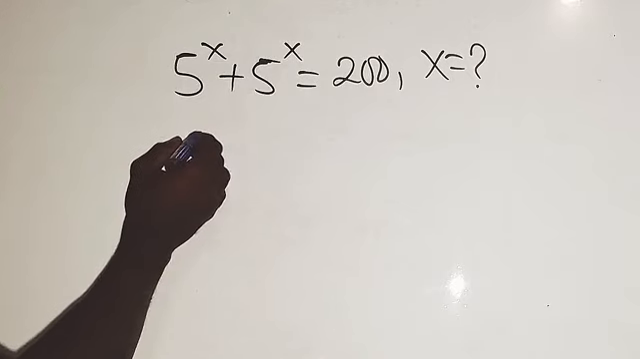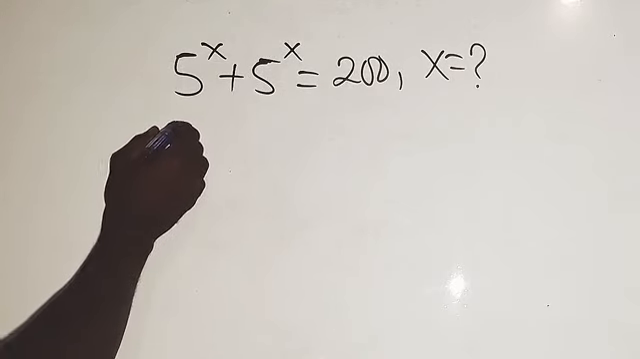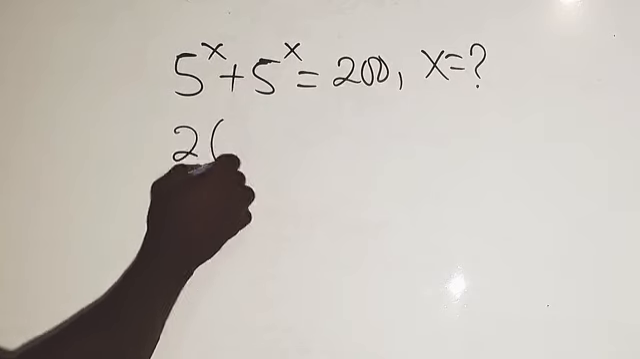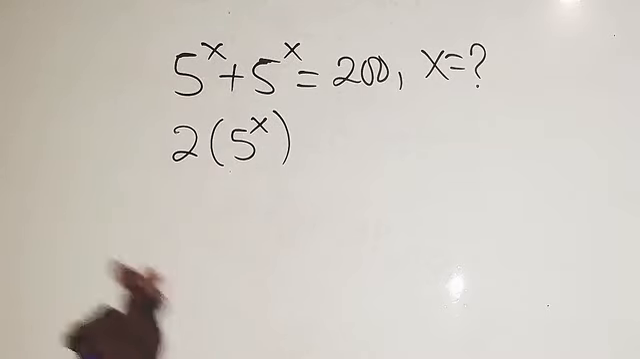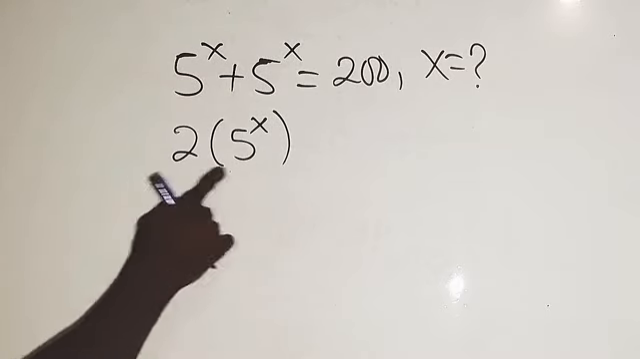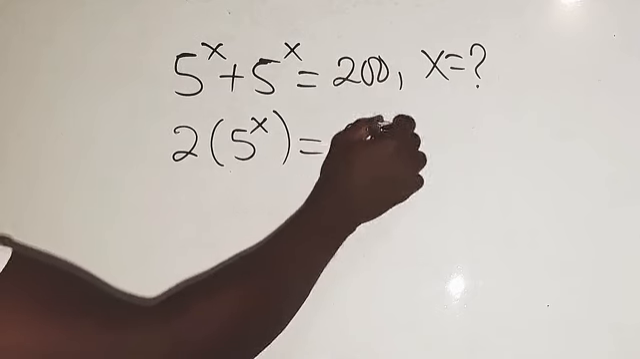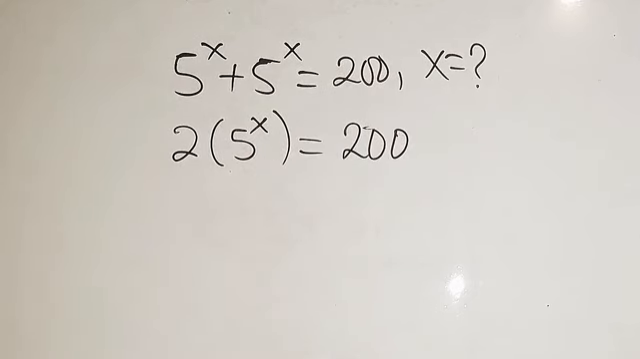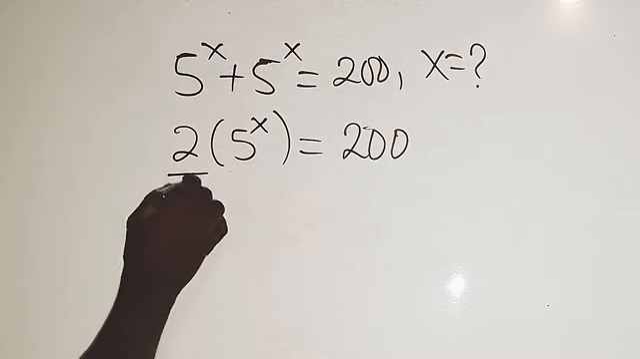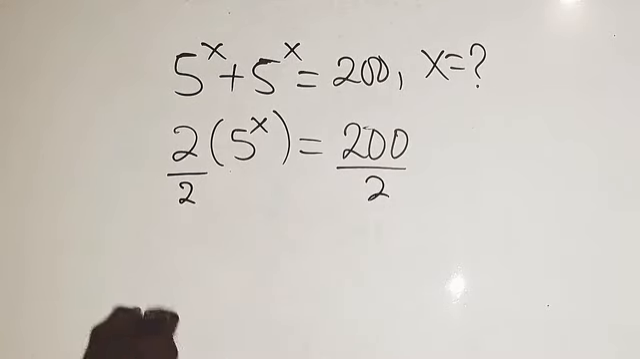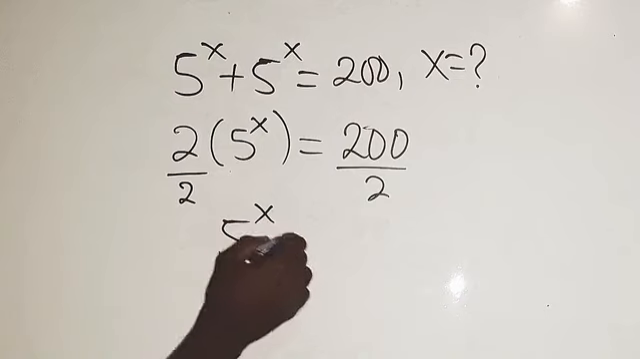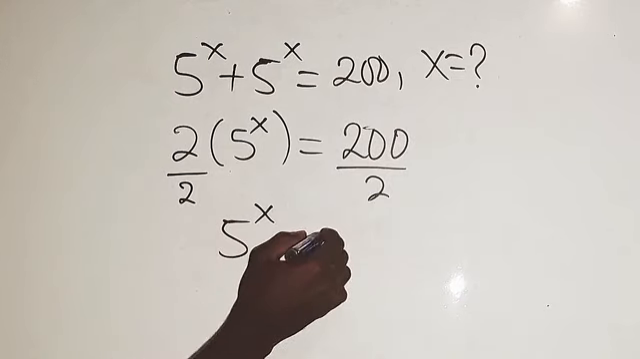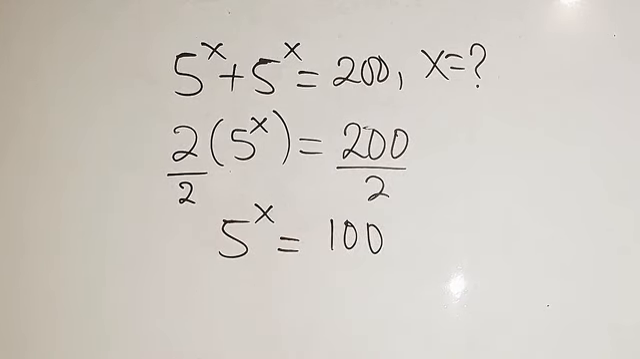5 to the power x plus 5 to the power x. So we have this to be 2 multiplying 5 to the power x. It means 5 to the power x doubled, times 2, equals 200. So from there, we can see that we can reduce this equation by dividing through by 2. So this will be 5^x equals, here we're going to have what? This to be 100, because 200 divided by 2 will give us 100.